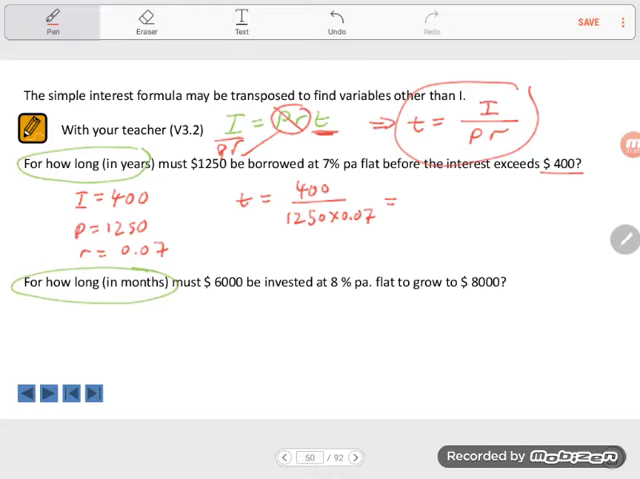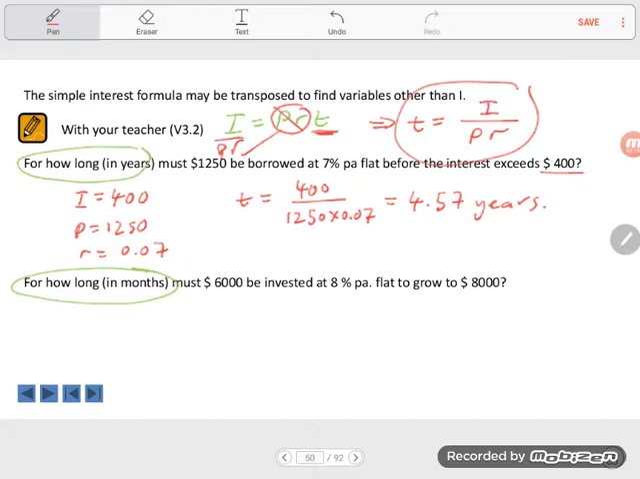So when you put that into the calculator, what should you get? I'll have a go at it here. Try that on the calculator yourself while I'm doing it. I'll type it in, just putting it in now. We should get 4.57 years.